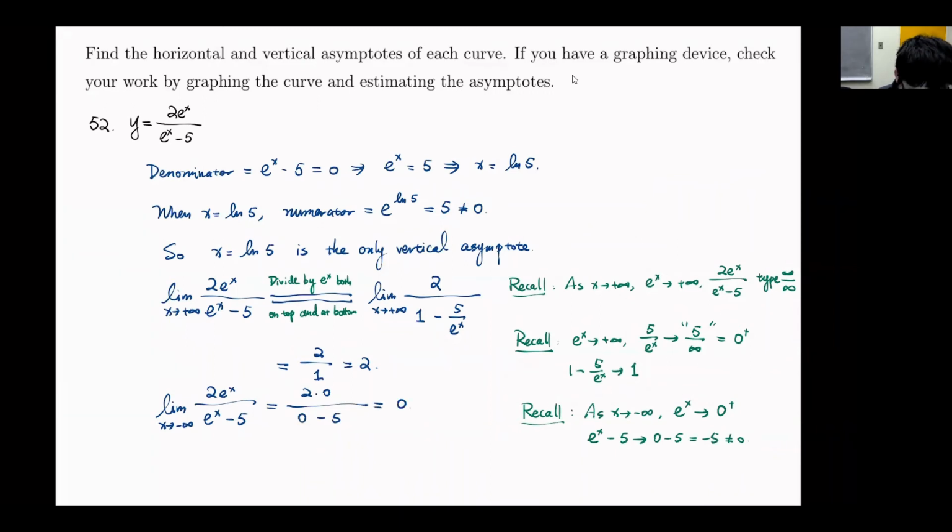Okay, so the conclusion for this problem is, well, y equals 2 and y equals 0 are the horizontal asymptotes.